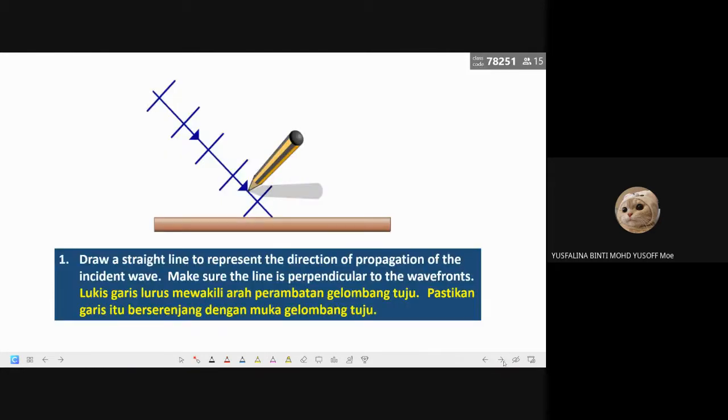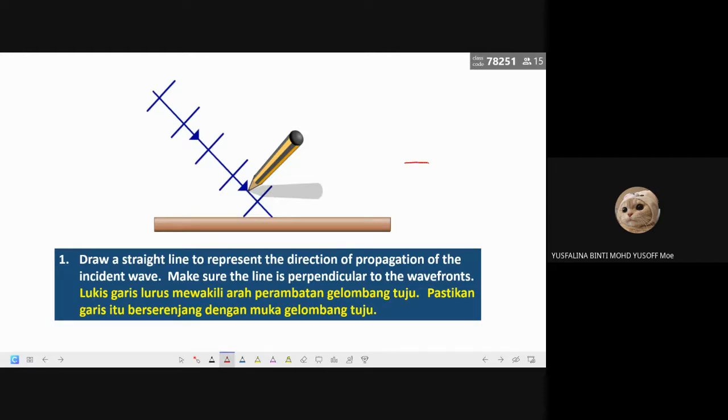The next part is how to draw a straight line to represent the direction of propagation of the incident wave. The first thing you have to do is draw the incident ray first. Then I will explain how to draw the rest.